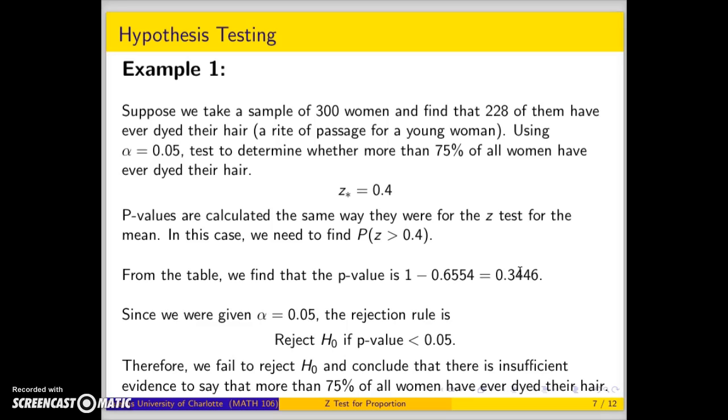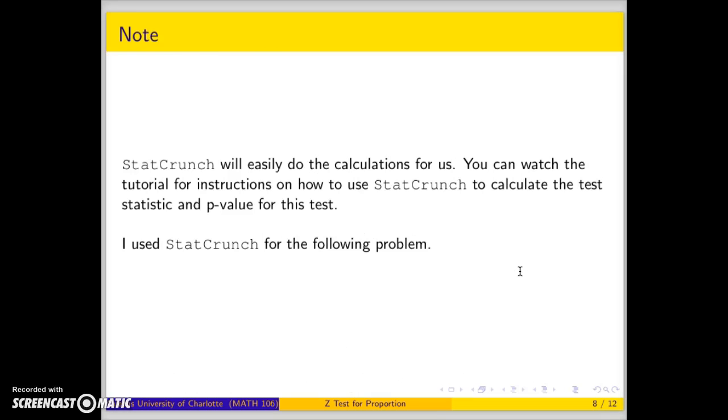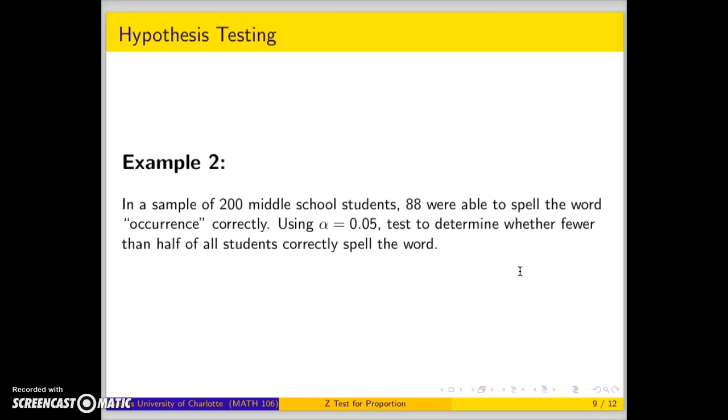But we want to know, does that give us enough evidence that more than 75% of all women dye their hair. So according to this example, 76% in the sample does not give us enough evidence. And I won't make you do this by hand. We will use StatCrunch, but knowing how to do it by hand, like that example, is always helpful. So the next example, we'll just use StatCrunch.